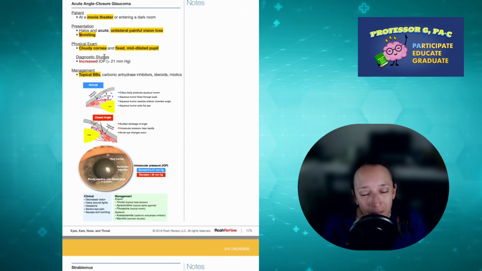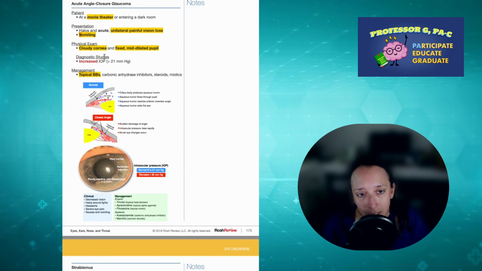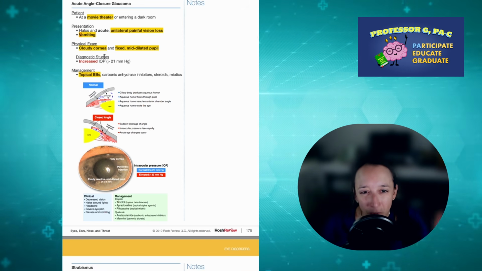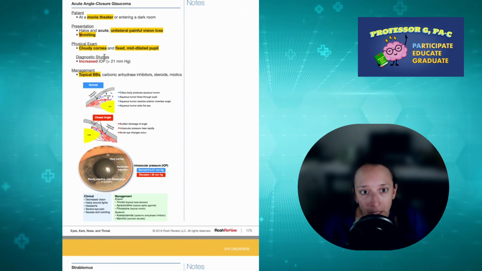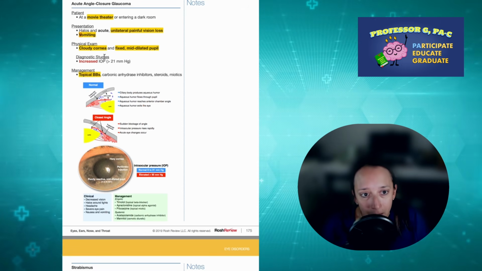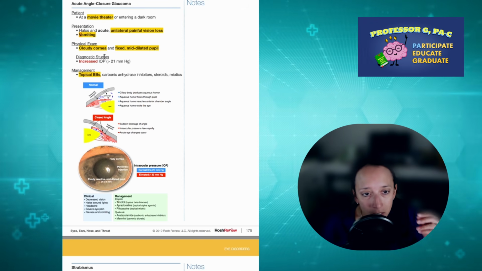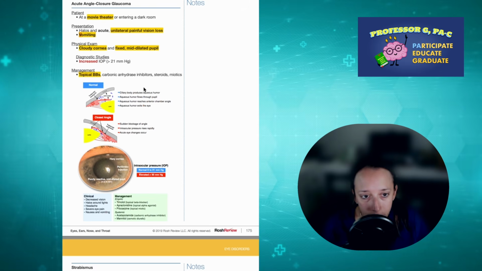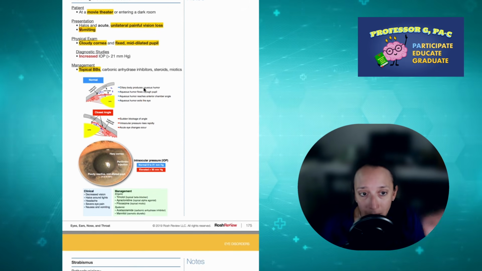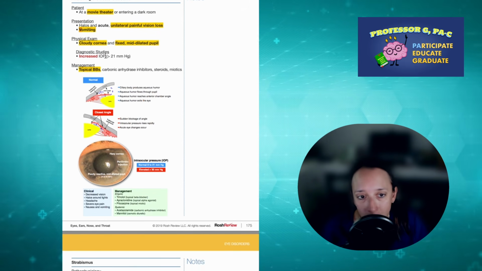On physical exam, and this is one of the only ones that I've seen that really causes that headache and the vomiting that's associated with the eye. Sometimes it can even be confused for a migraine with aura because it can be so bad. On physical exam, we often see a cloudy cornea, and this is very classic, a fixed mid-dilated pupil. We'll also want to use tonometry, a tonometry pen, to check for increased intraocular pressure.